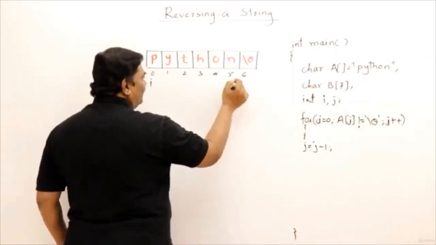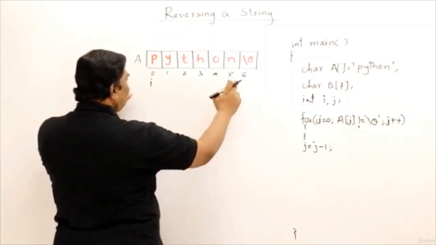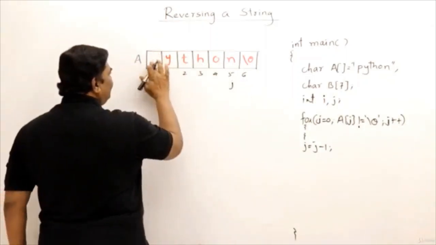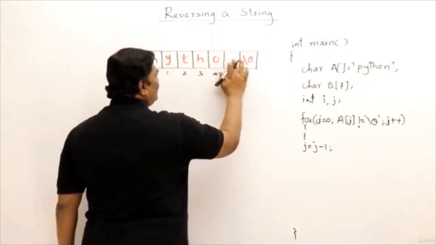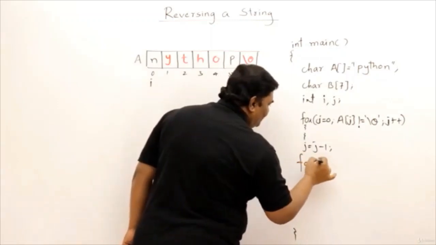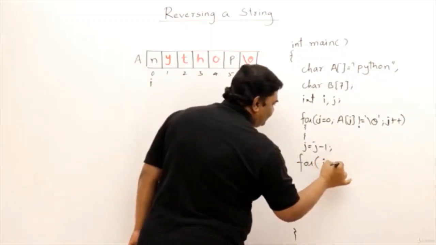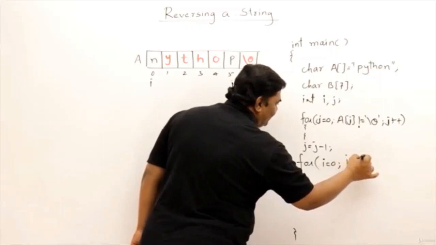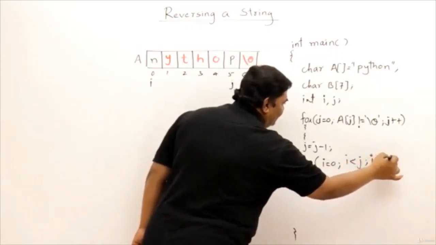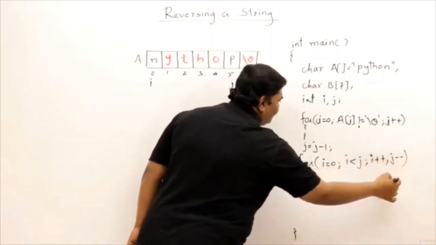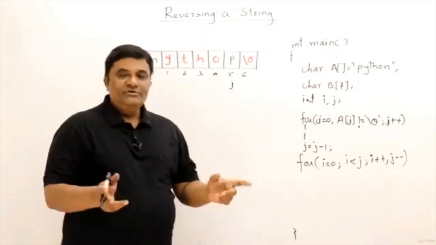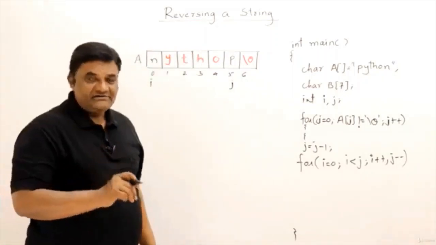Now j is here. So using a for loop, we can make them move and copy the element. So let us say n comes here and the p goes there. So we have to swap the alphabets. This can be done in a for loop. For i starts from 0, as long as i is less than j, and i plus plus and j minus minus. So we have to increment i and decrement j, and each time interchange the characters from there.